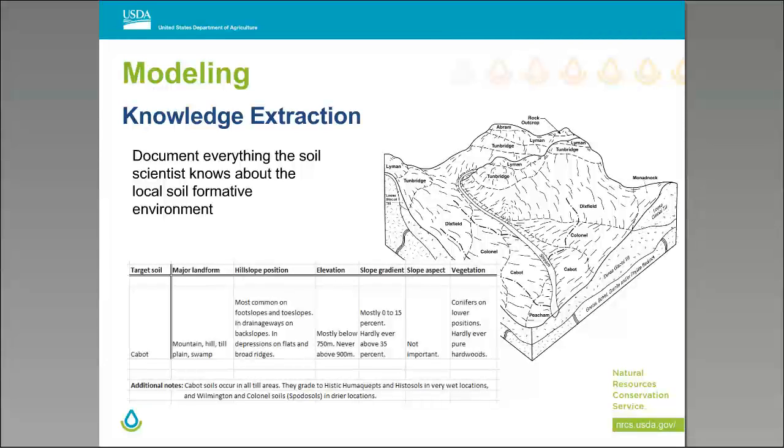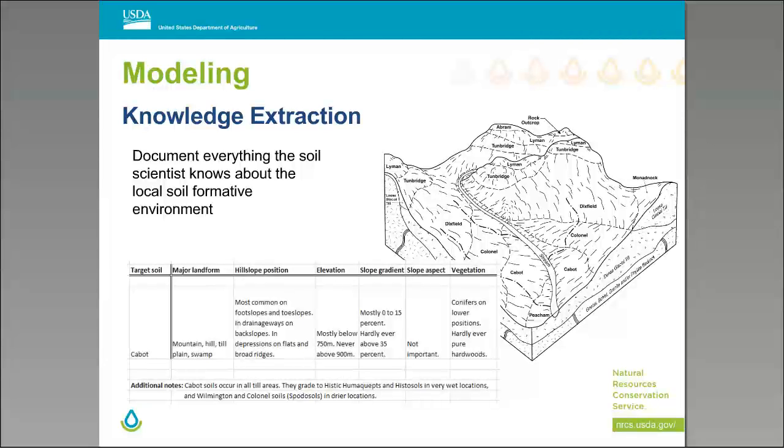Again, we knew, even though there wasn't much mapping in Essex County at all, and very, very little point data, we were familiar with the landforms, and we knew in general what a block diagram would look like. So just sketching something like that out helped. And then we had spreadsheets of everything we knew about the soil. We took notes on landform and hill slope position and elevation and slope and aspect and vegetation, anything that we could think of. And we kind of filled in those boxes for all of our target soils.